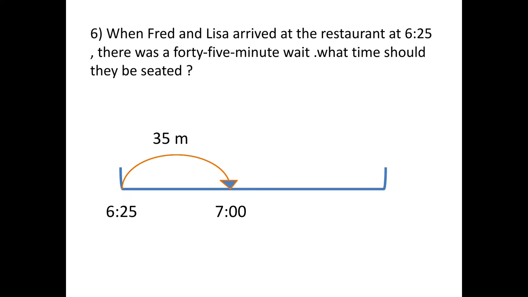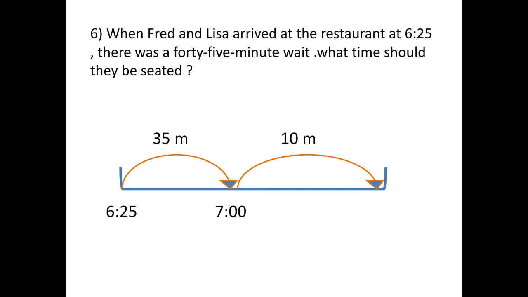Now, I don't know what the end time is, but I know that the elapsed time is 45 minutes. From the question, it's written, there was a 45-minute wait. I took 35 minutes out of the 45 minutes. So how many minutes are left over? 10. All the minutes were 45. I took from them 35. So I have 10 more minutes.